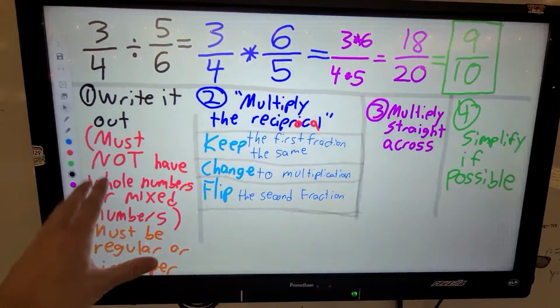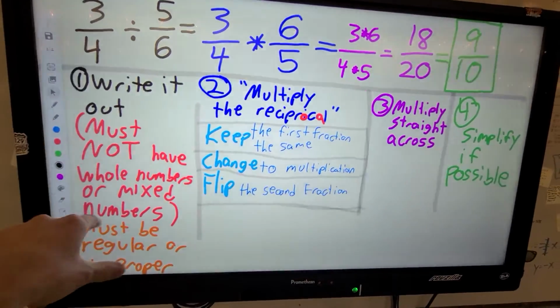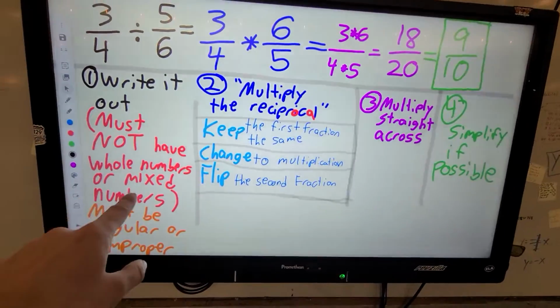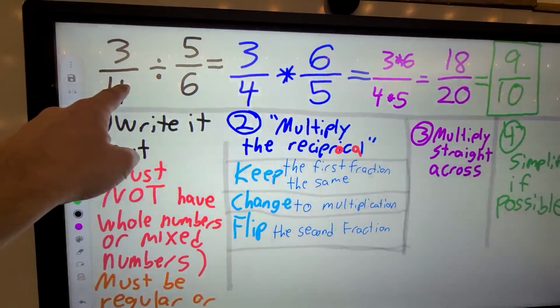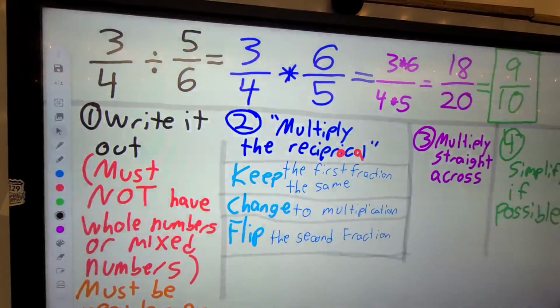If it has any regular fractions, you can continue, but if there are any whole numbers or mixed numbers, you must make them regular or improper before starting. So step one, make sure you're all set, ready to go.